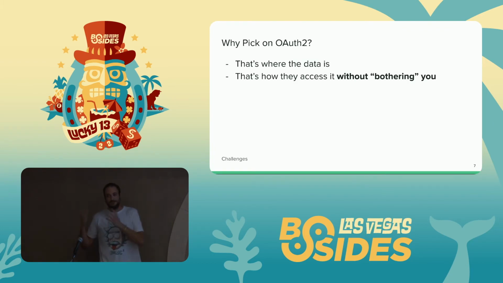So once we have those challenges, let's talk about why we decided to pick on OAuth 2, why we wanted to see if there's something weird there. The first part is all the data is there. The data up in the cloud, most of the places allow you to use OAuth 2 to access this data, right? And the second part, which is kind of interesting to me, is the whole idea behind it is you get consent once, and then you stop bothering the user again, right?